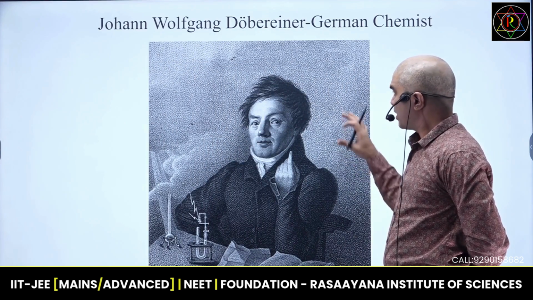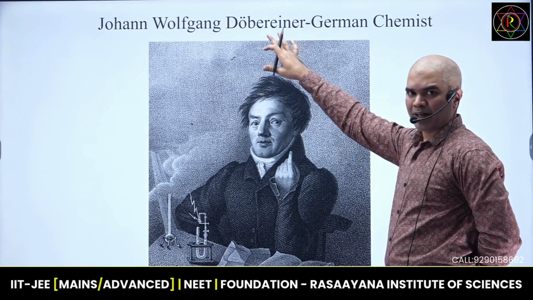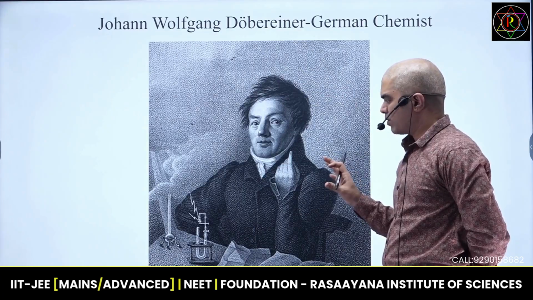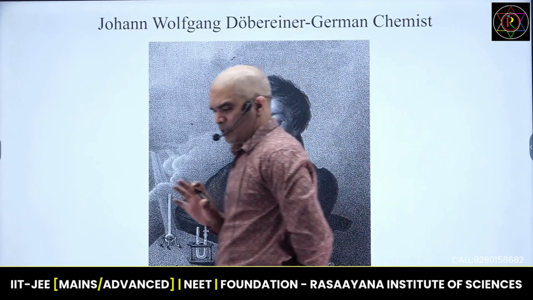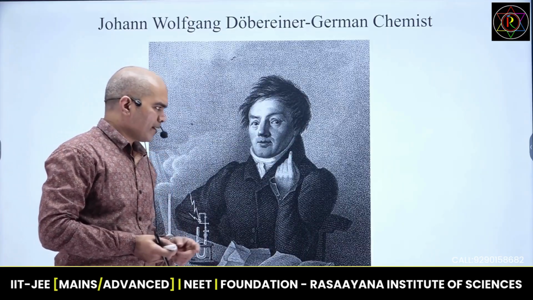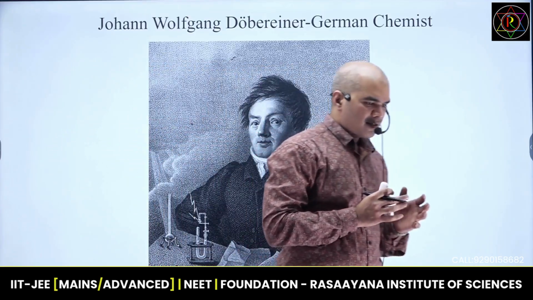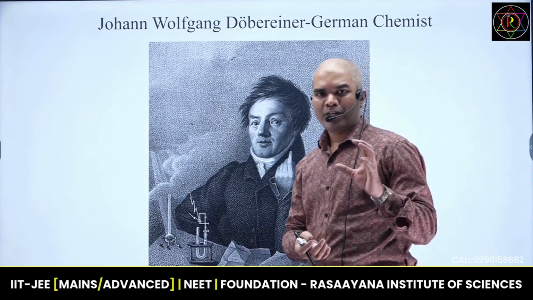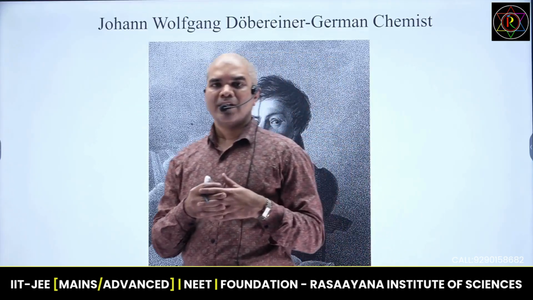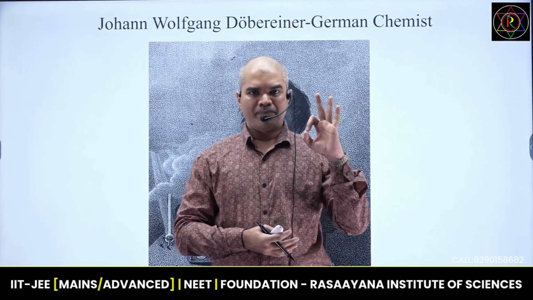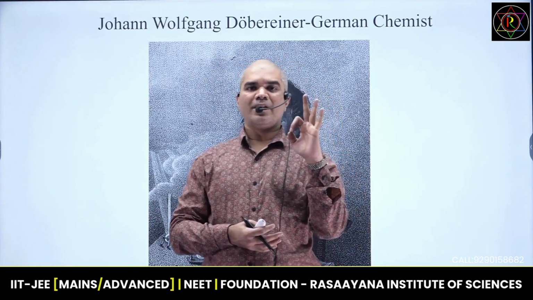Johann Wolfgang Dobereiner. We simply call him Dobereiner. You need not call him Johann Wolfgang Dobereiner. So with respect to Dobereiner, what he has given is, suppose I take a particular set of elements, these elements have a connectivity with their atomic masses. He has taken 3 elements at a time.